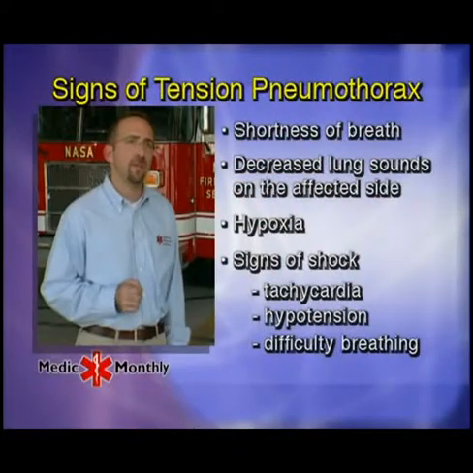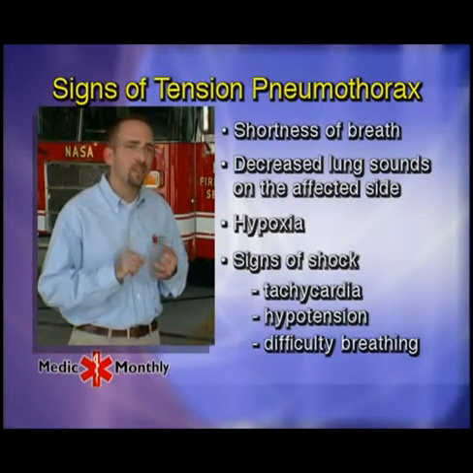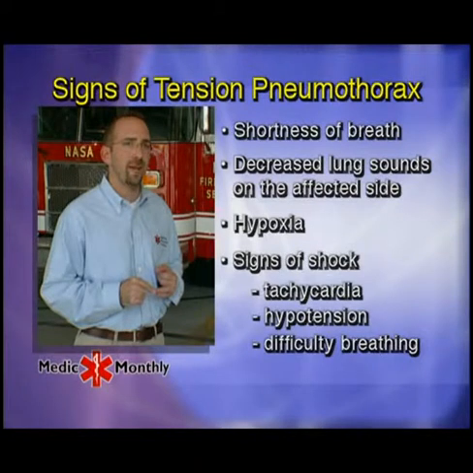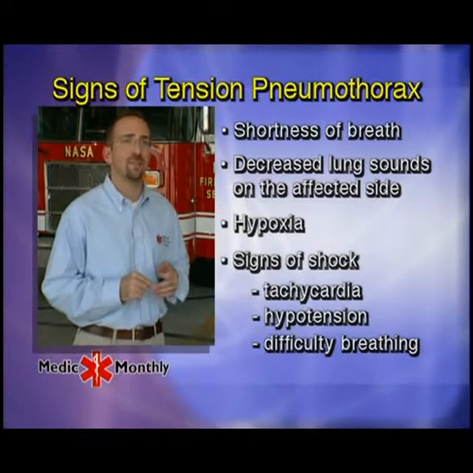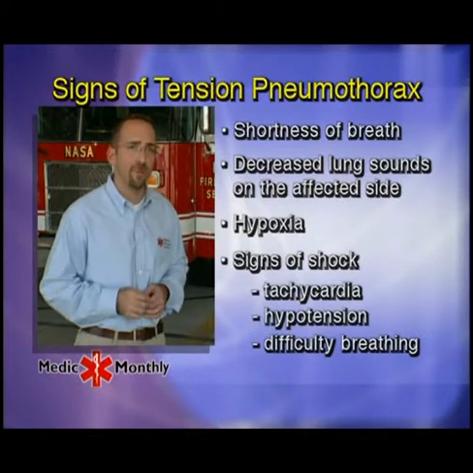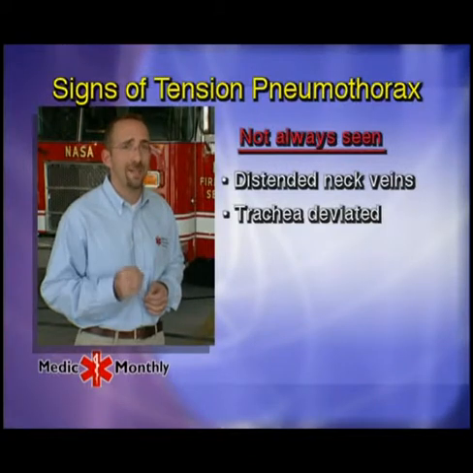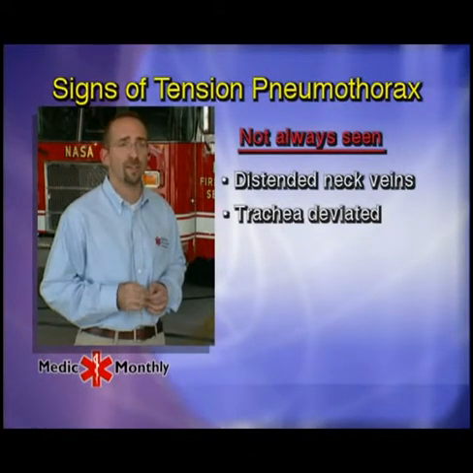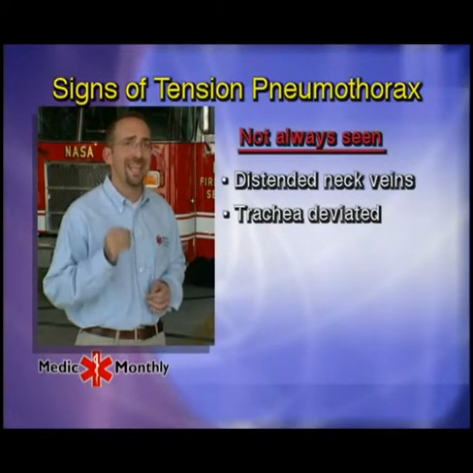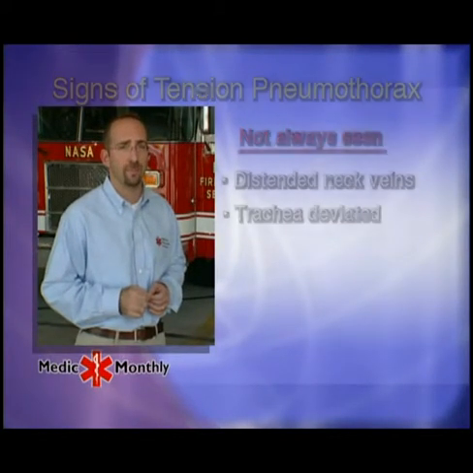Physical exam findings with tension pneumothorax may include shortness of breath, decreased lung sounds on the affected side, hypoxia, and signs of shock such as tachycardia, hypotension, difficulty breathing. Symptoms that are commonly discussed in textbooks but not always seen in reality with tension pneumothorax are distended neck veins and a deviated trachea away from the affected side.